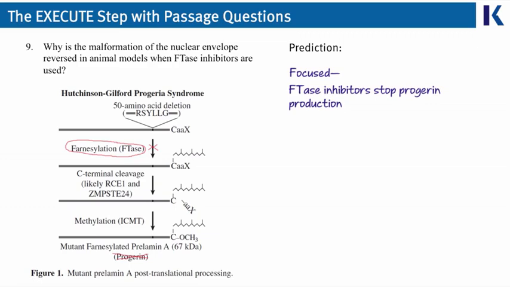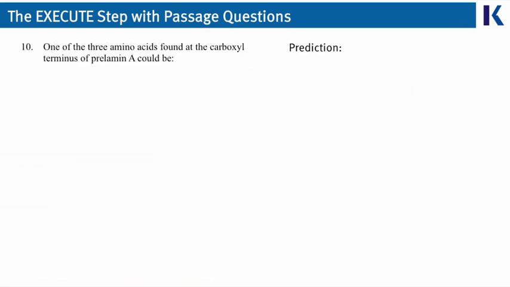It was progerin that caused this malformation of the nuclear envelope, so we can imagine if progerin is simply not being produced, that we would no longer see this malformation, and it would appear to reverse not only in animal models, but perhaps in humans as well. So with that, we're armed with a strong prediction. We're going to look for an answer choice during the answer step that basically says that we would no longer get progerin produced if FTase inhibitors are used. Let's move on to question 10.